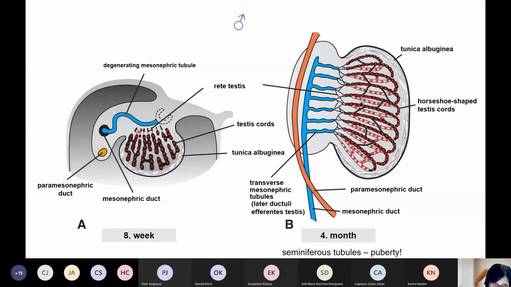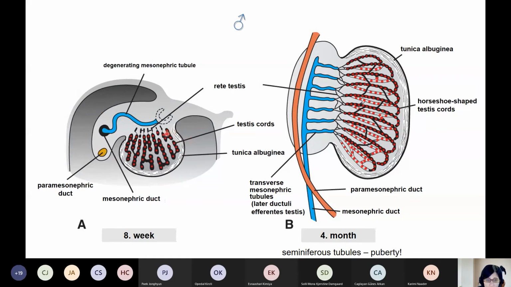So this here is the rete testis, and now behind the rete testis here we can see the developing kidney again. This is one excretory tubule of the mesonephros. And here we can also observe these two ducts, which we have mentioned previously. So this is the mesonephric duct, and this is already the paramesonephric duct, and we will talk about them a little bit later. For the gonad, we do not need them.